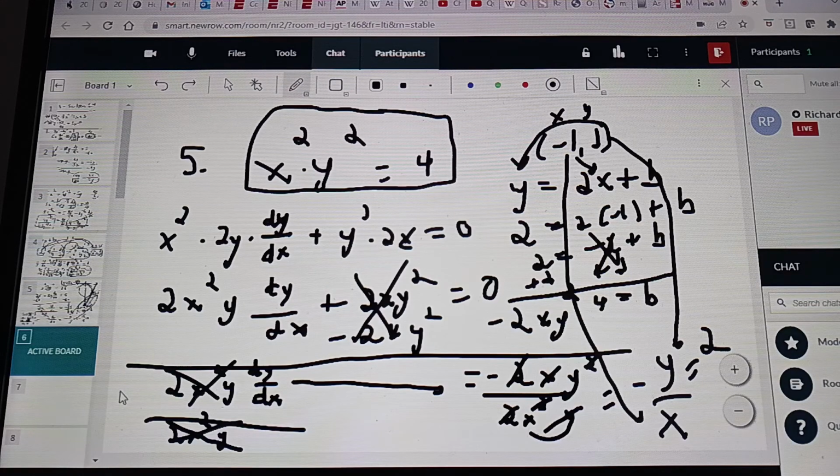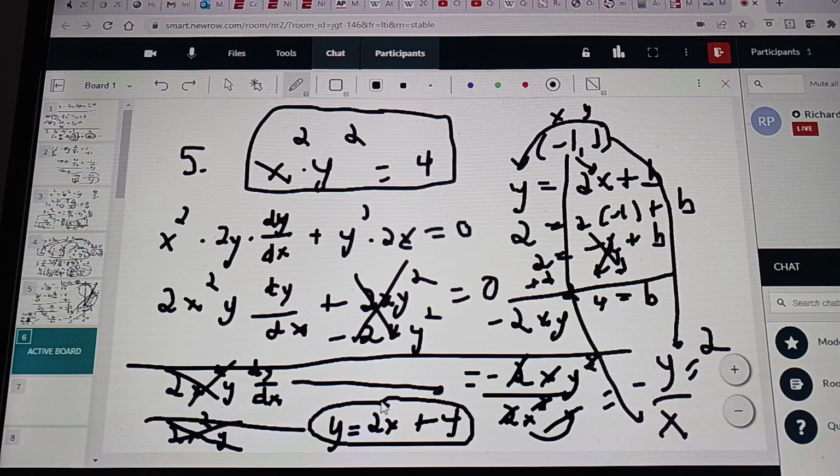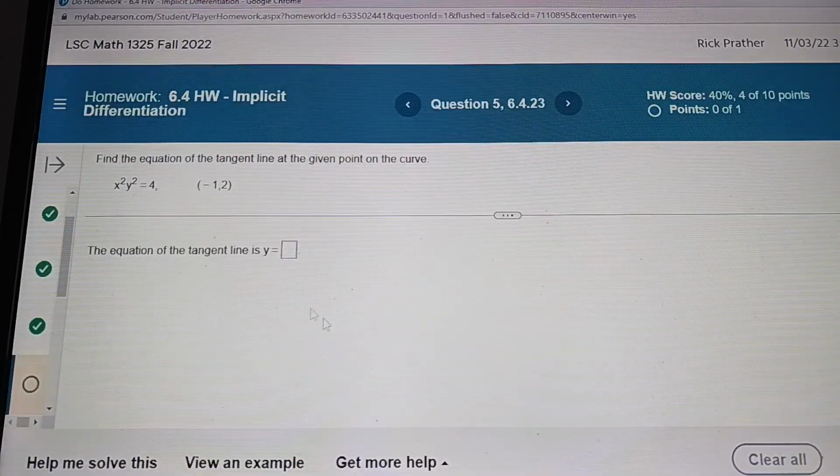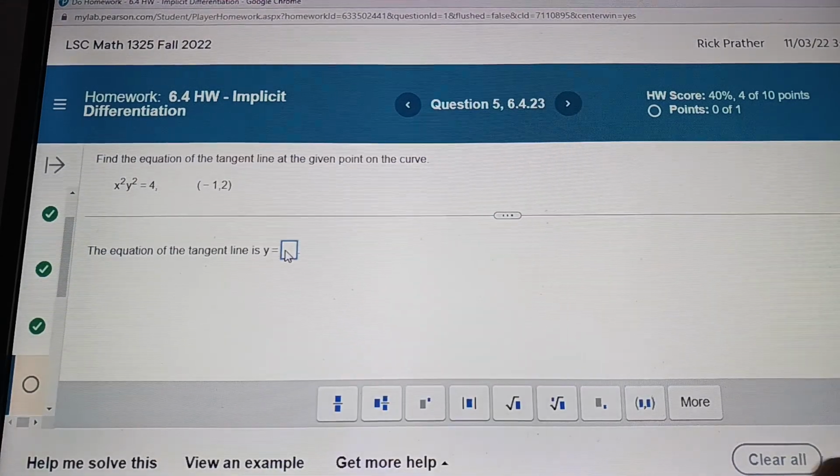But here we've got, what was the slope? 2x, so y equals 2x. And the y-intercept was 4, so 2x plus 4. And they do have the y equals already. 2x plus 4.